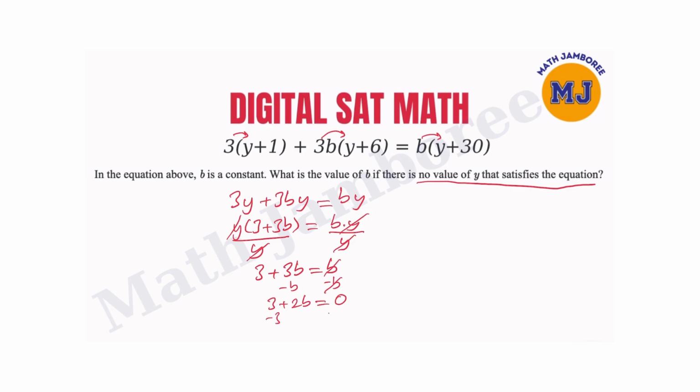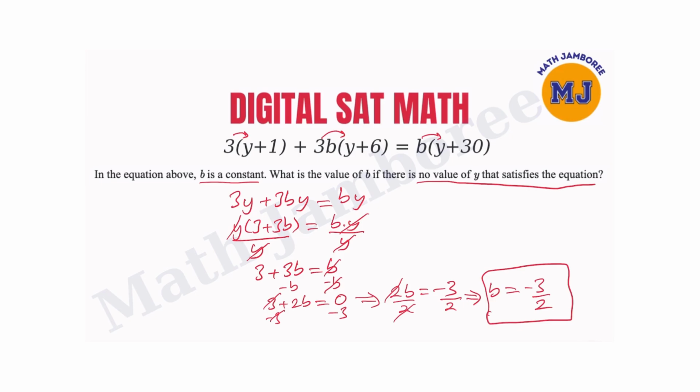Let's take away 3 from both sides now to isolate the variable b. 2b will be equal to negative 3. But I need 1b. What is the value of b? So we will divide both sides by 2. That's going to give us, these 2's cancel each other out, negative 3 over 2 for b.